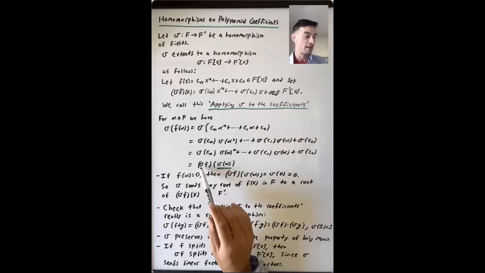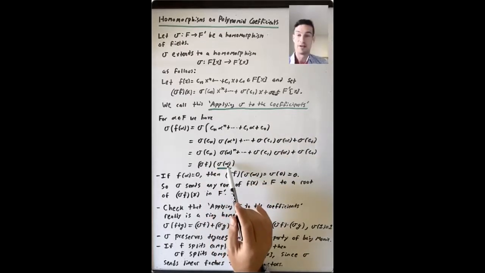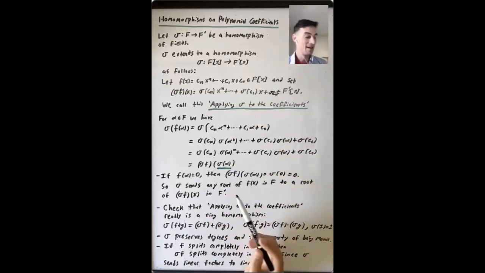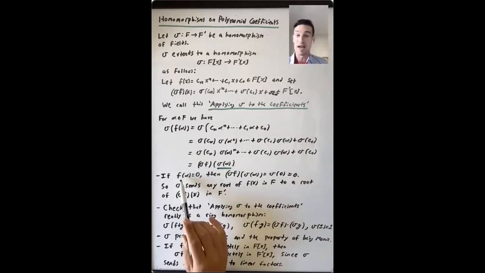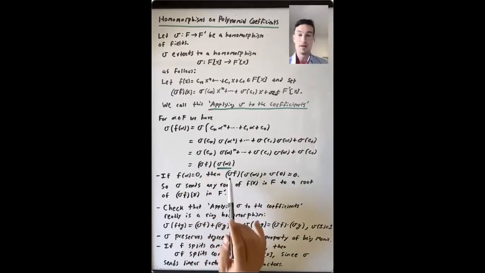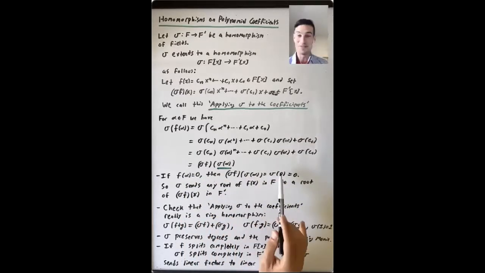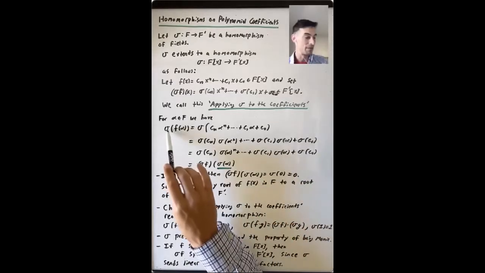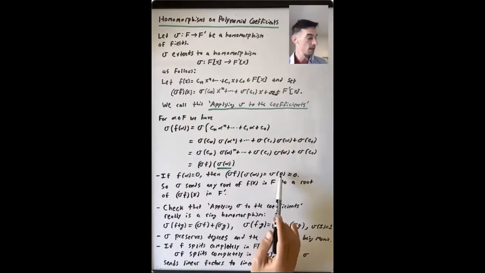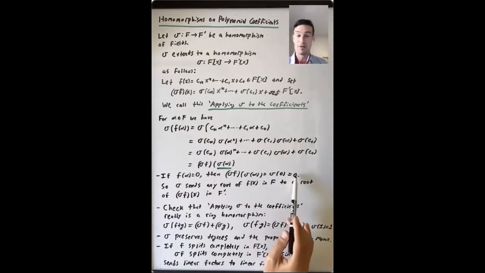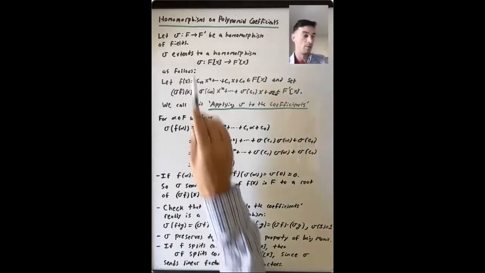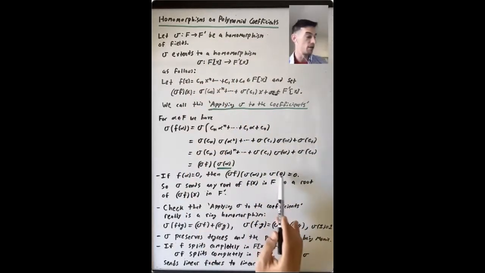So it really is sigma of f evaluated at sigma of alpha. All right, so what happens in the case that alpha is a root of f? Then what we see is that f of alpha is 0. So sigma of f of sigma of alpha is sigma of 0. That's 0 because sigma is a homomorphism from F to F prime, so it sends 0 to 0.